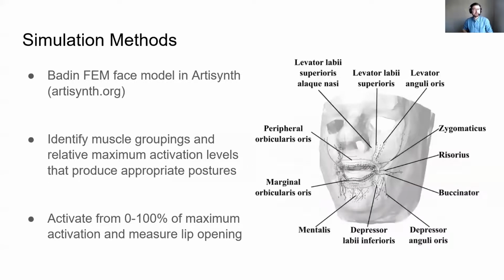The way that we did this was using a biomechanical model of the face and lips implemented in ArtiSynth. We identified muscle groupings and relative maximum activation levels of each muscle that were sufficient to produce appropriate postures. We then activated these groupings from 0 to 100% of the maximum activation level and measured lip opening along the way.